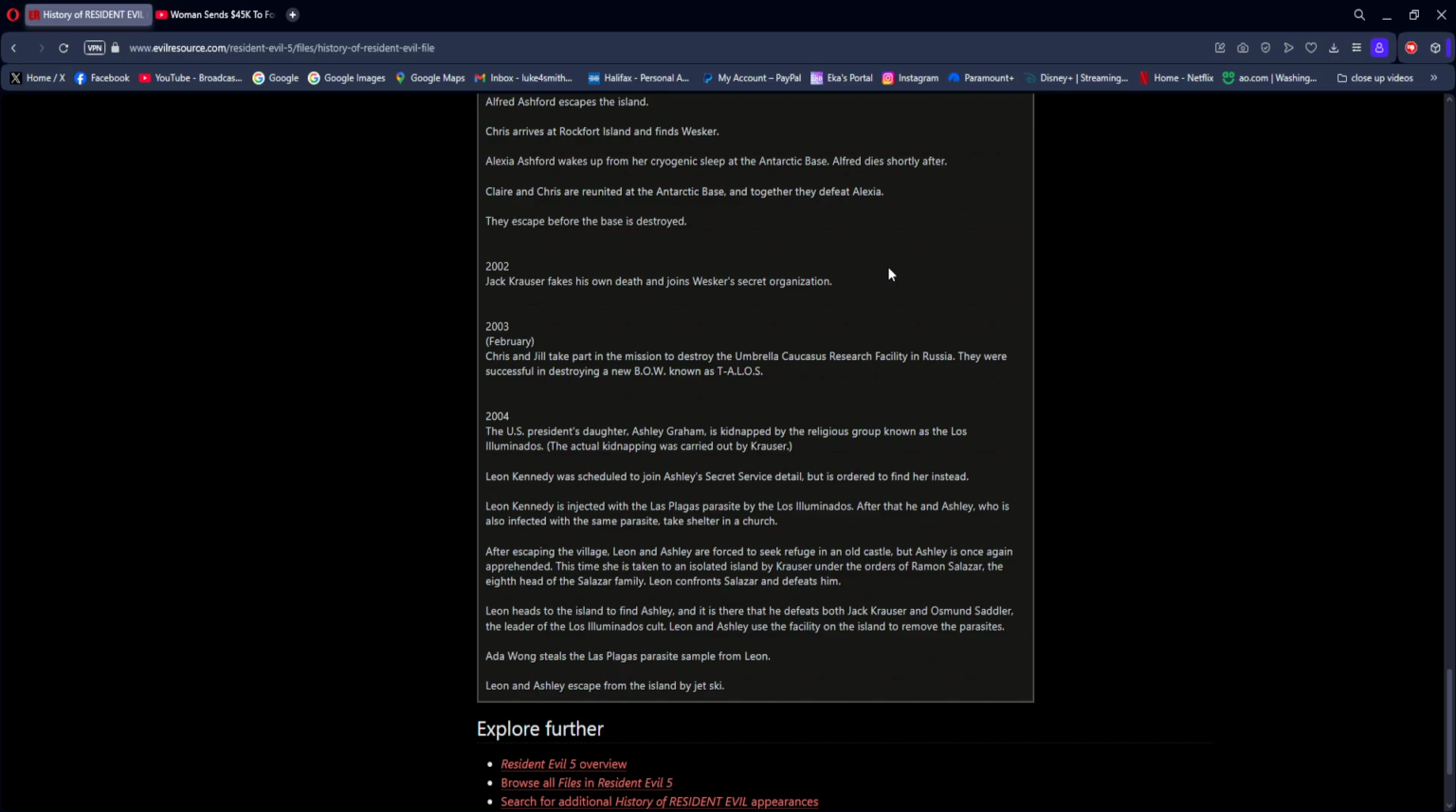It is there where he defeats both Jack Krauser and Osmund Saddler, the leader of the Los Illuminados cult. Leon and Ashley use the facility on the island to remove the parasites. Ada steals the Las Plagas parasite sample from Leon, and Leon and Ashley escape from the island by jet ski, and then that will lead to Resident Evil 5.